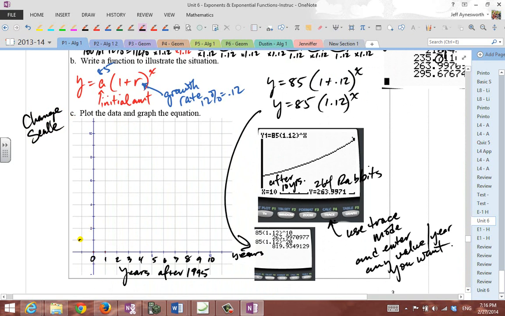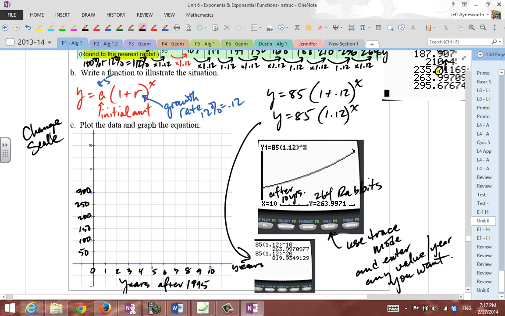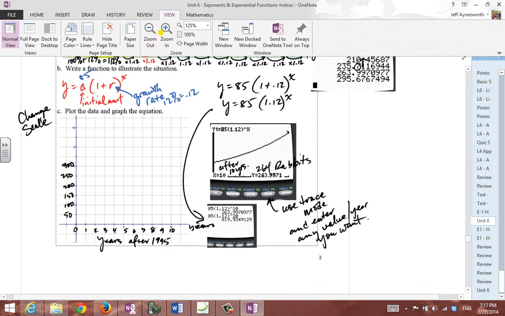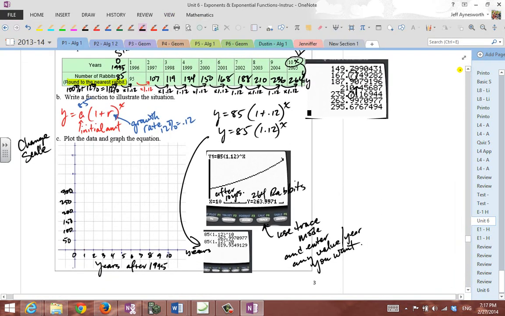So 50, 100. If we go by 50, this is 100. Let me see, 25, 50, 75, 100. I bet we better do by 50s. So 150, 200, 250, 300. Now we can graph. All right. So if we graph all these points right here, let me zoom out. All right, so I can see all my points.